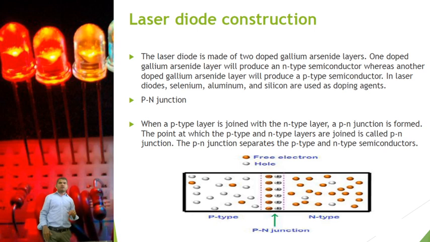The operation of this laser diode is also based on the working of the PN junction diode in forward bias condition. When a P-type layer is joined with an N-type layer, a PN junction is formed. The point at which the P-type and N-type layers are joined is called the PN junction. The PN junction separates the P-type and N-type semiconductors. This is the PN junction: P-type semiconductor material and N-type semiconductor material.